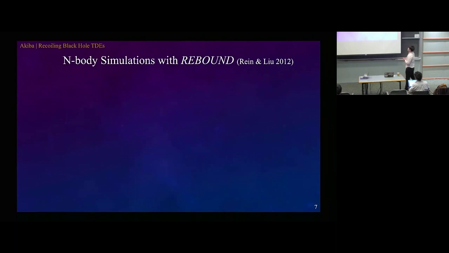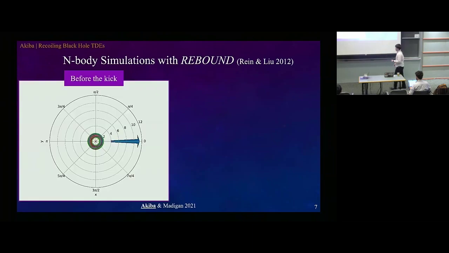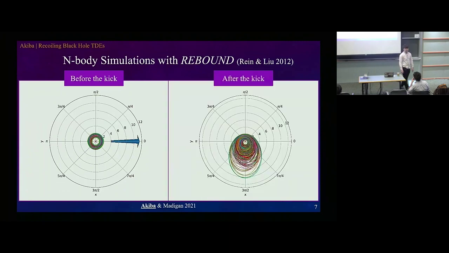Okay, so that's the analytic expectation, but we wanted to recreate this with n-body simulations, and in particular, we use this n-body package called Rebound. And when you do that, initially we have a circular disk around the supermassive black hole, and if we give the same sort of condition of a kick in the plane of that disk, starting with a circular disk, indeed, in n-body simulations, you form this eccentric disk where you have a coherent alignment, perpendicular to the kick direction in this case.